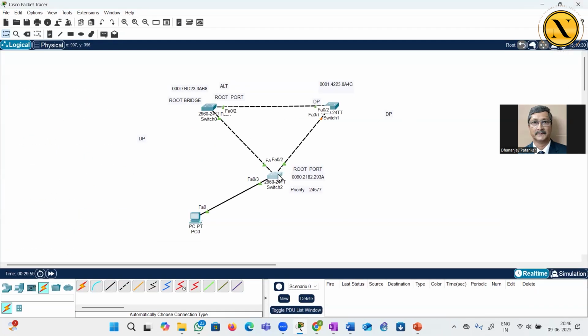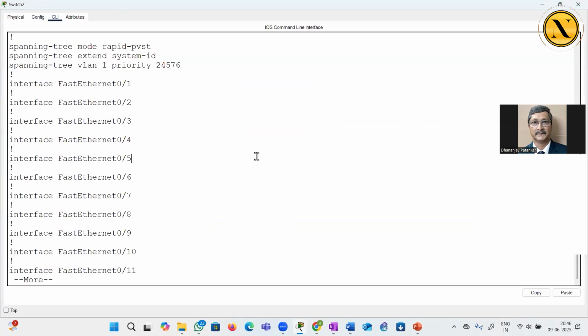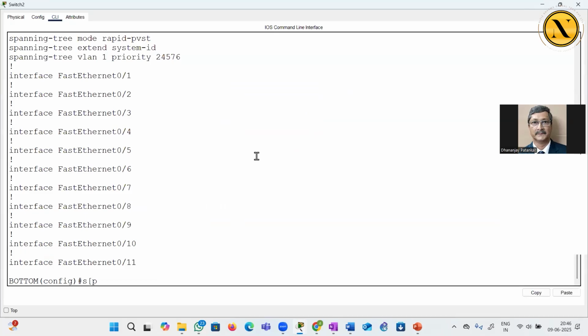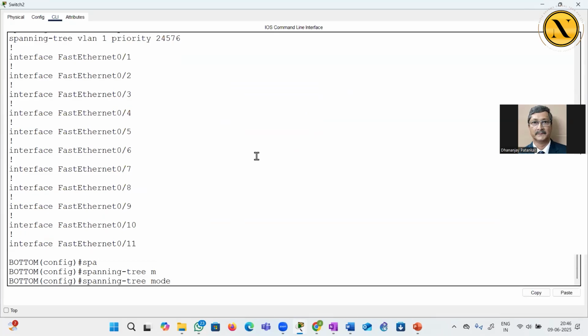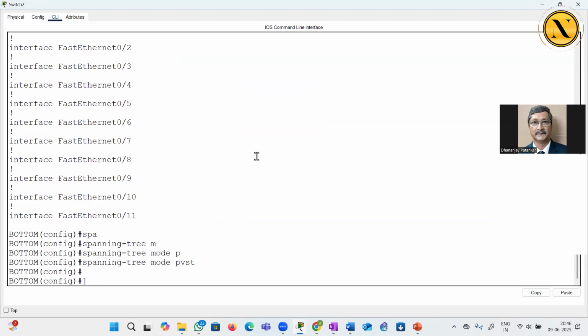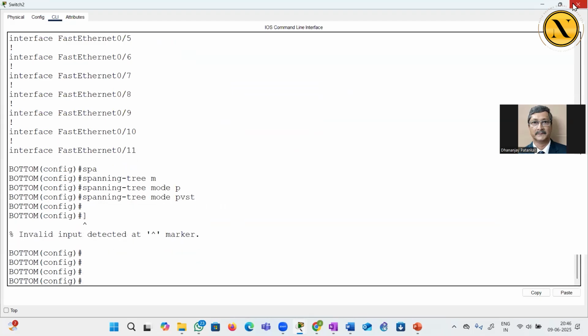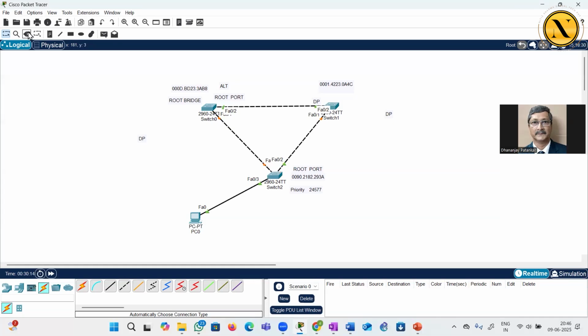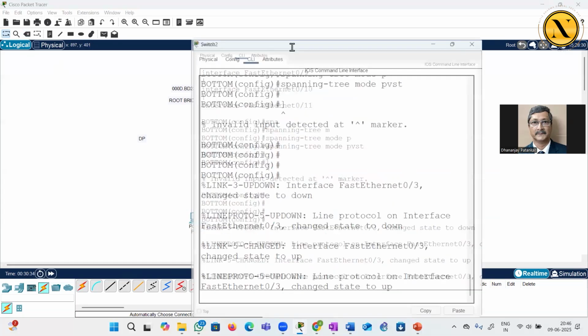See what happened is because we have changed to Rapid-PVST. Let me go back to the default spanning tree mode, PVST. RSTP is okay. Now again, let me disconnect this cable and connect it again. Look at this, amber. It's in the PVST mode.